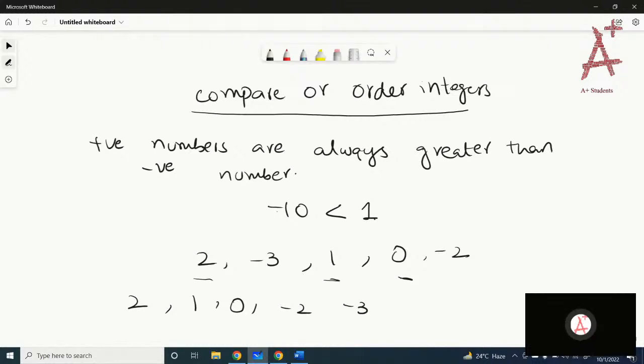So these are some of the points related to the topic that is compare and order integers. So let's start with the lesson so that we can do some of the practice questions. Got it? Okay, have you noted down the points in your notebook? Okay, I'll wait for a while. Be quick.